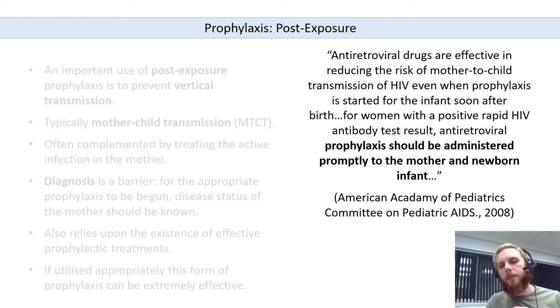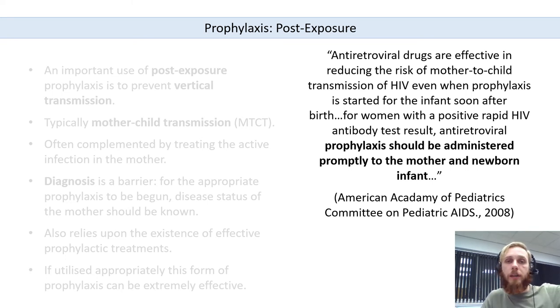And another infectious disease that we understandably want to prevent transmission to the infant of is HIV. So if you have a HIV positive mother, we want to prevent transmission of HIV to the infant. So you want to prevent mother to child transmission. And like HBV, we see that prophylactic treatment of HIV, so this intervention to prevent transmission, is used in conjunction with other strategies, including diagnostic measures.